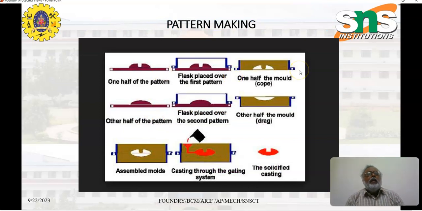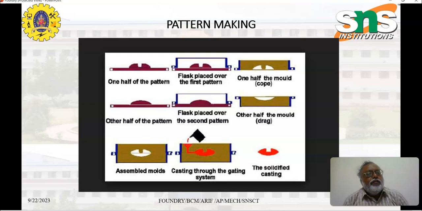Every one of you should know what a foundry is. A foundry is a place where complicated components are produced. In the foundry, the basic things are pattern and mold. How to prepare a mold in a foundry is the case study of today's class.